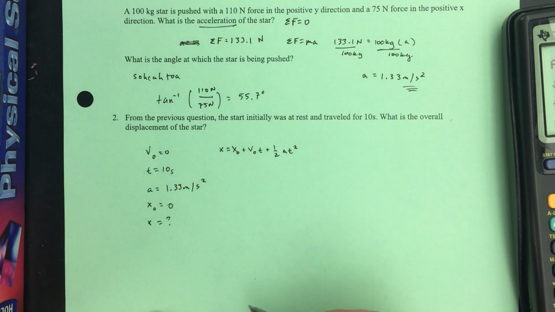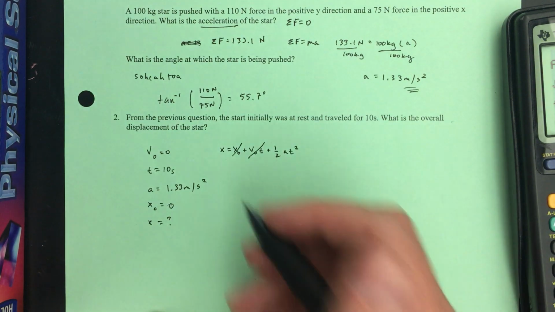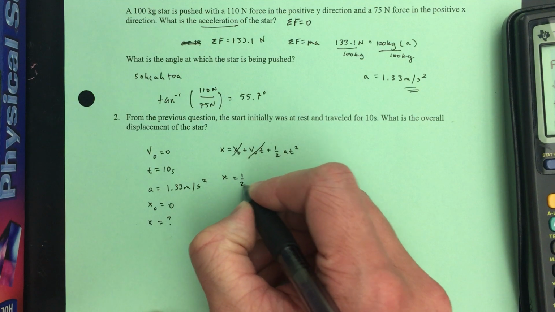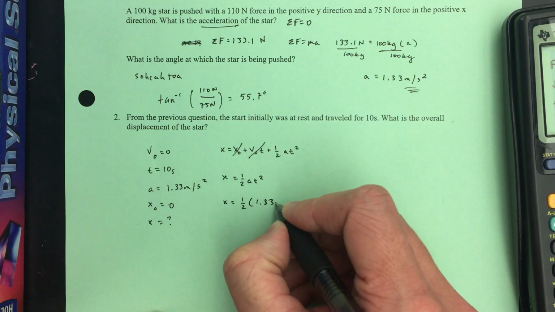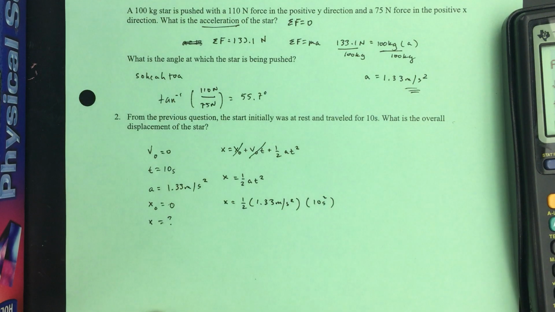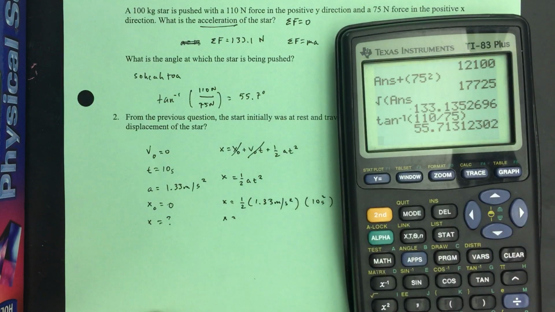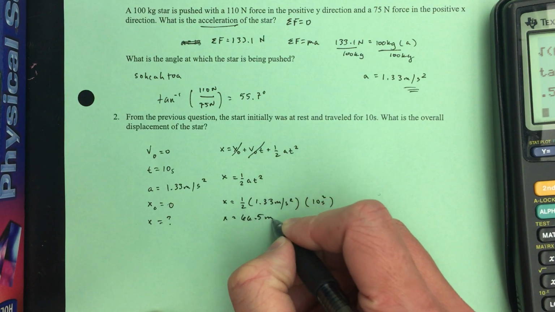Thankfully, a lot of these values cancel out if we're initially at rest. v0 t goes away and x0 goes away. So x is 1/2 a t squared. x equals 1/2 times 1.33 meters per second squared times 10 seconds squared. If we finalize that, 0.5 times 1.33 times 10 squared, we end up with 66.5 meters. Again, making sure that we have units on those numbers.